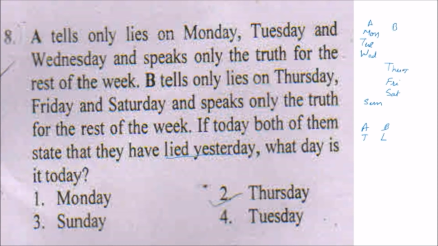So when A says that he lied yesterday, then yes, on Wednesday A has lied. But if B says on Thursday that he lied on Wednesday, then he is telling a lie, and on Thursday B is free to tell a lie. So the answer will be number 2, which is Thursday.